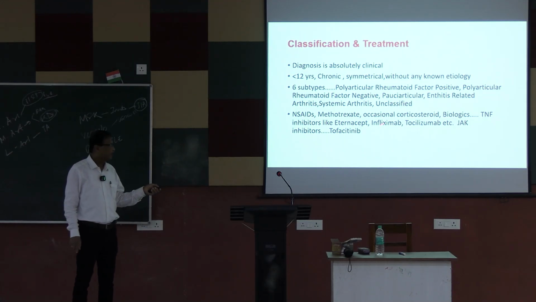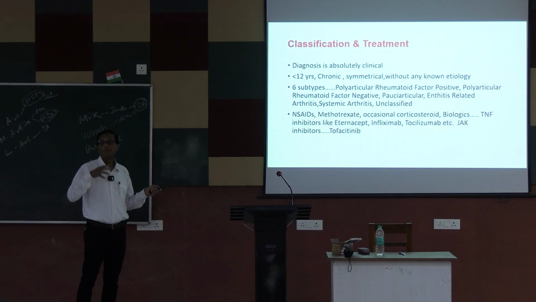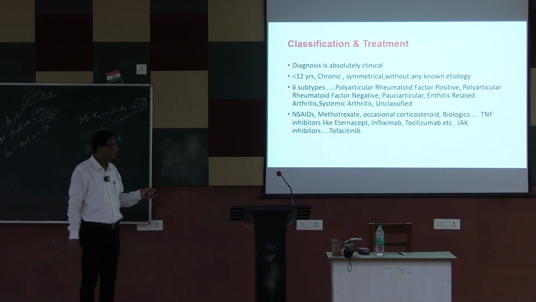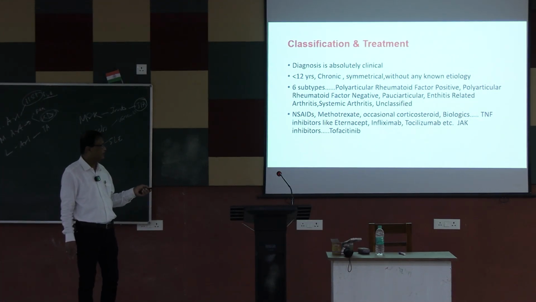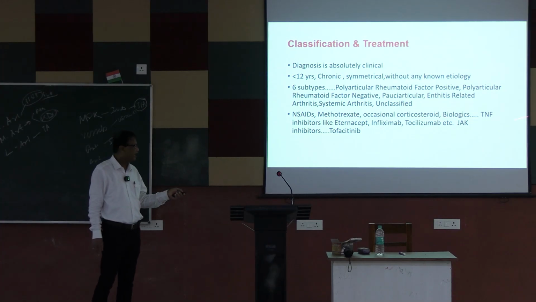We will use occasional corticosteroid to improve the response, but corticosteroid is not the drug of choice and should not be used regularly. If the patient does not respond to this first group of drugs, then we use biologics. Commonly used are TNF inhibitors like etanercept, infliximab, tocilizumab, and sometimes JAK inhibitors like tofacitinib.